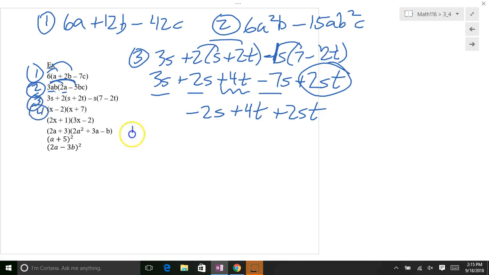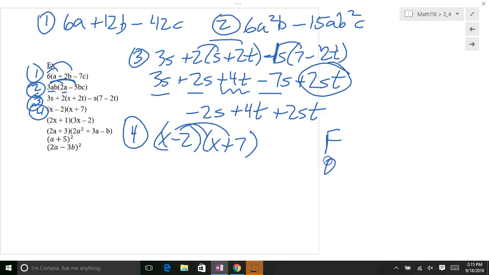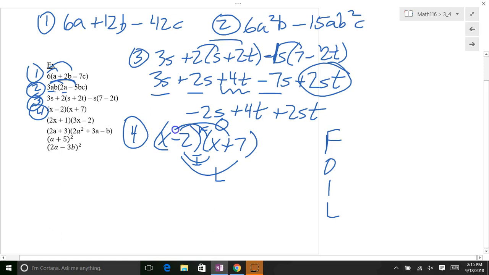Number 4. We've got a binomial times another binomial. If you've got this situation occurring, what you're going to do is take the x and distribute it to both of them. And you'll see this referred to as the FOIL method. So we do first, then we do the outer, and then we do the inner, and then we do the last. So we distribute the x through to both of them first, then we do the outer, then we do the negative 2 through to both of them, the inner, and then we do the last.